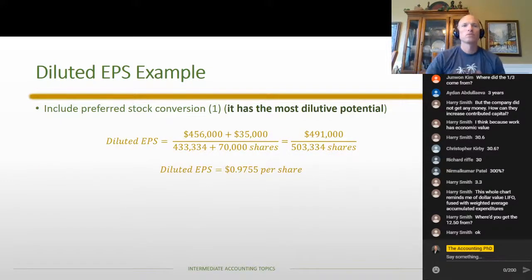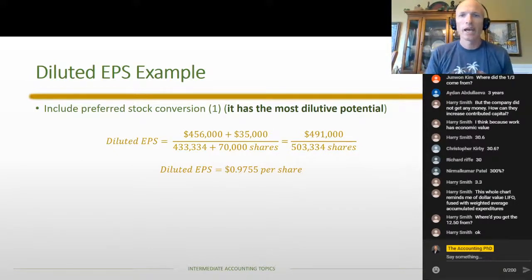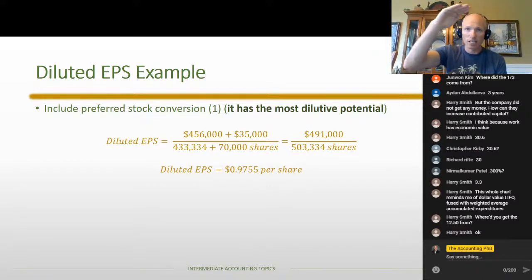Okay, now the next step. You want to start with the conversion that has the most dilutive potential. The reason we want to do that is we talked about that $1.05 being the top end, and the bottom end is whatever the effect is. In this case, with the preferred stock conversion, it's 50 cents. So their combination could be anywhere between $1.05 and 50 cents.